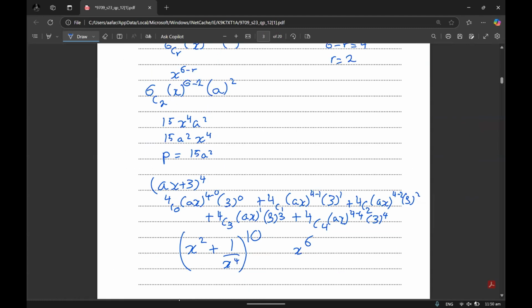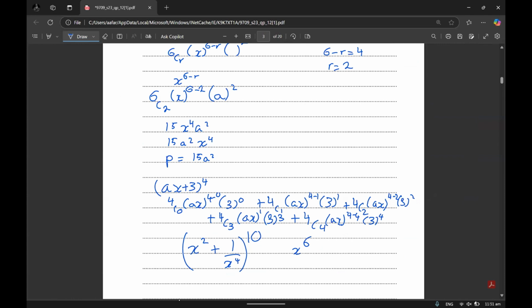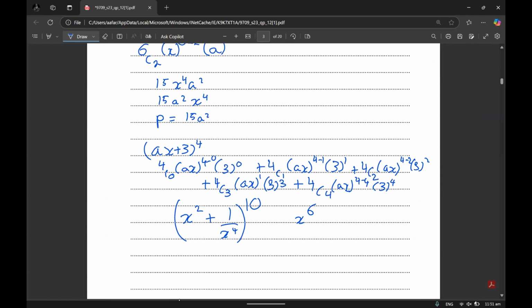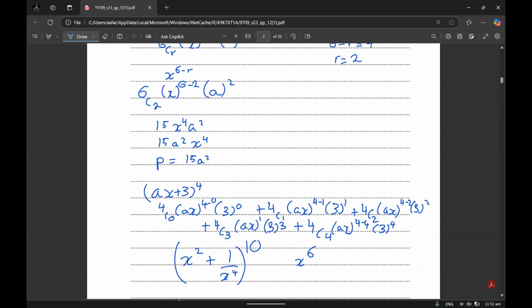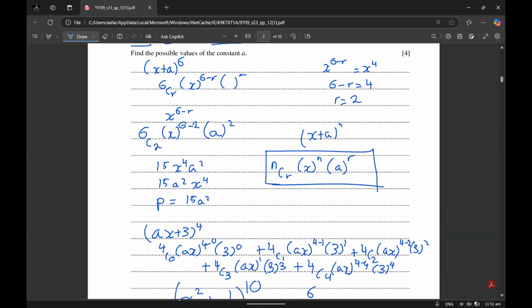So in power 10, this was just power 4. Imagine if it's power 10. And I've seen questions like this. So it's not very appropriate or possible to expand the whole expression. So what we do is basically the box method. Since this is the first term, this is the standard way, right? nCr x power n. If we have an equation (x plus a) whole power n, then a power r. So this is the standard form of the binomial expression.